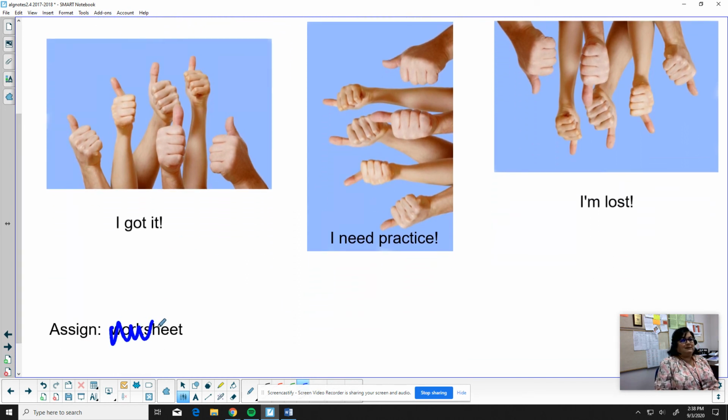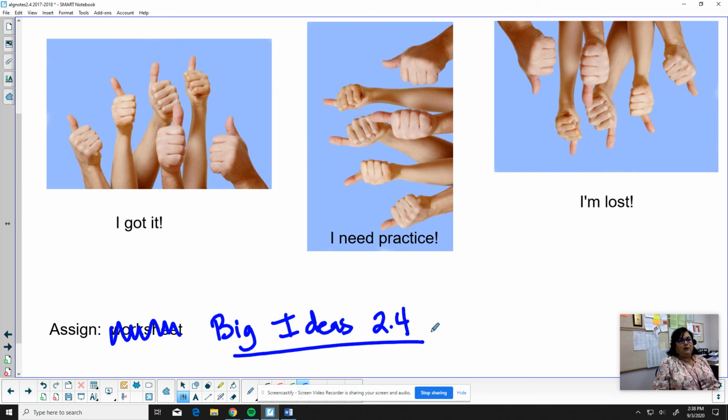And your assignment this time is in Big Ideas. So you're going to go to the Big Ideas website and you're doing the 2.4. Remember, write the work down on a sheet of paper, submit your answers into Big Ideas, and then take a picture of the work and send that to me. Submit that on Canvas, please.